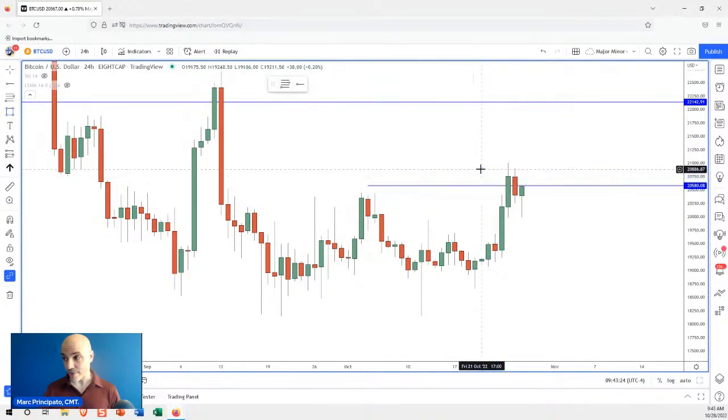You have a failed high resistance. You have a bearish inside bar. It took out the low of the inside bar. That was the sell signal.